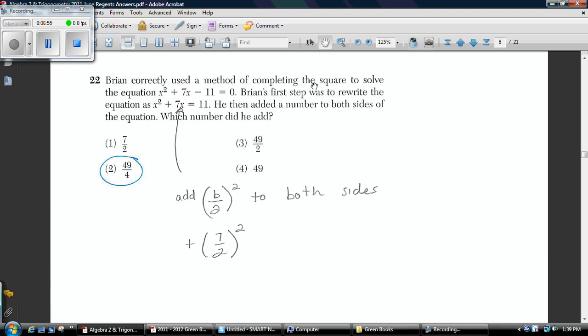Brian correctly used the completing the square method. First step of completing the square is to get x's on one side by themselves, or to move c over. The second step is to add b over 2 squared to both sides. Adding that to both sides creates a perfect square over here, and thus you can just factor really easily. So the answer is just 7 over 2 squared, and that's 49 over 4.